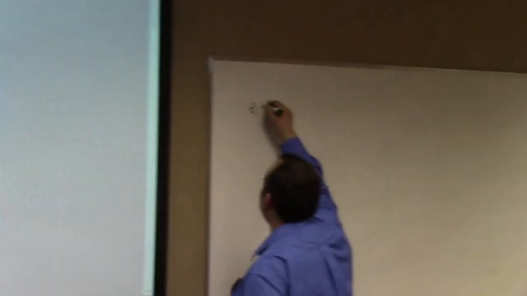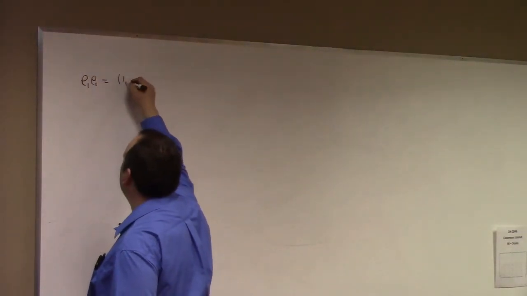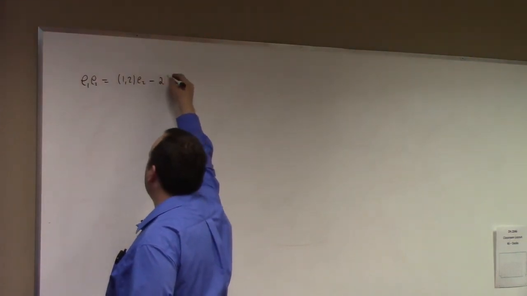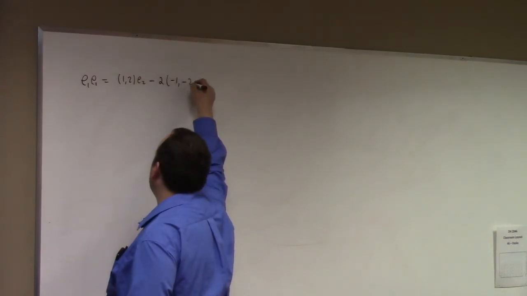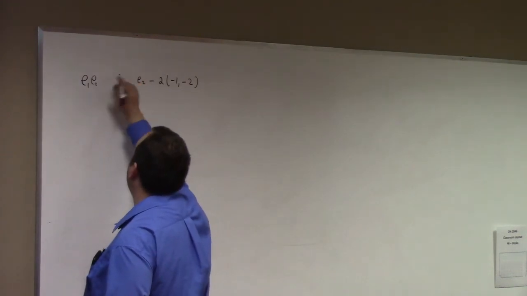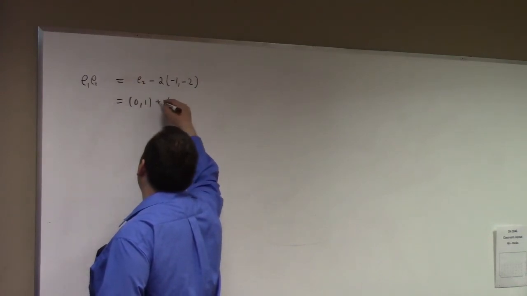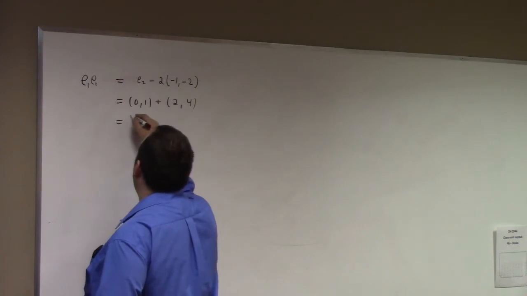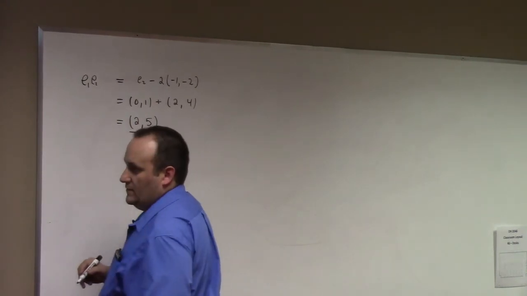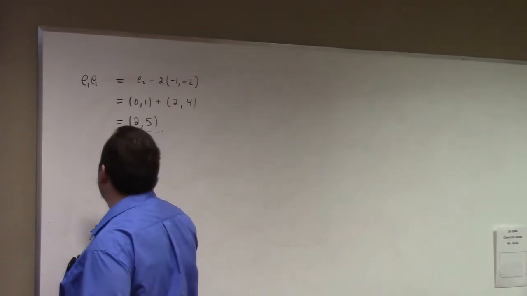So we got E1, E2. And what is it? 1, 2, E2, right? Minus, what was it, 2 times... Minus 1, minus 2 is what I should have had, right? And this should be E2 again, because 1, 2 is the identity, right? So that should give me 0, 1 minus, well, plus, rather, 2, 4, right? So E1, E2 should actually be 2, comma, 5. And so we got E1, E2 is 2, comma, 5.